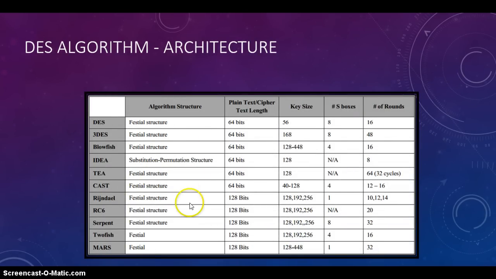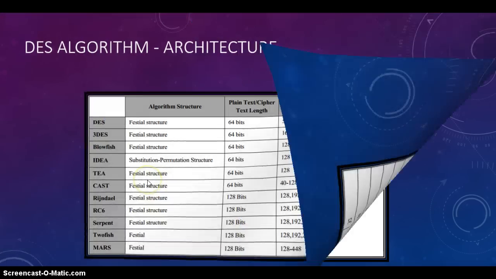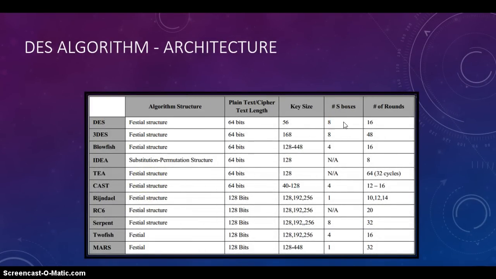So we can see here a chart with different algorithms, and we can see the different structures, the plain text, key size, the number of S boxes that they use, and the number of rounds. In our case, DES uses a Feistel structure, plain text of 64 bits, a key size of 56, 8 S boxes and 16 rounds. This algorithm is based on the backbone concept of the Feistel structure. As I said, it uses 64-bit plain text with 16 rounds and a key length of 56 bits.